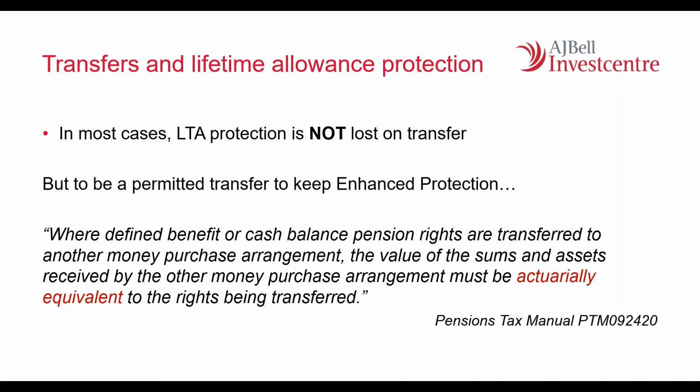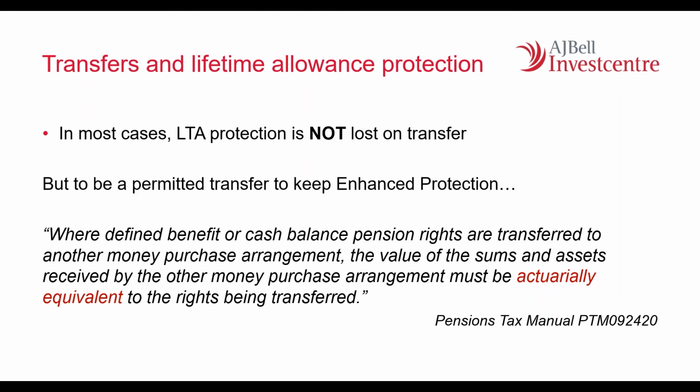The only slightly grey area we have is with enhanced protection and to a certain extent fixed protection as well. If you are doing a DB transfer, we do sometimes have some questions around this. Where a defined benefit or cash balance pension rights are transferred to another money purchase arrangement, so you're doing a DB to DC transfer, the value of the sums and assets received by the other money purchase arrangement must be actuarially equivalent to the rights being transferred.